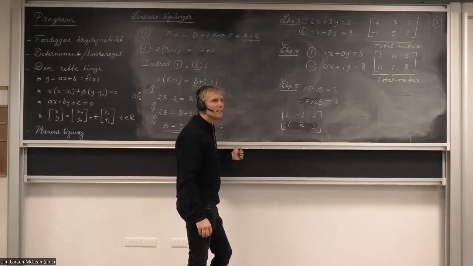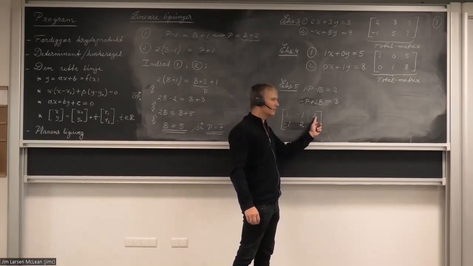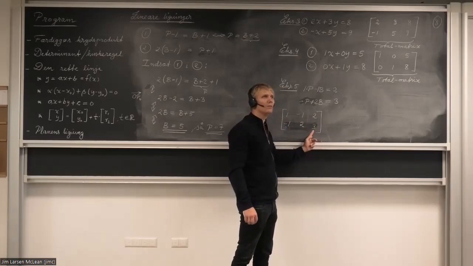Now you can do something super clever. This is what you call a row. And this is also called a row. This is called row 1, and this is called row 2. Now we do what is called row operations.